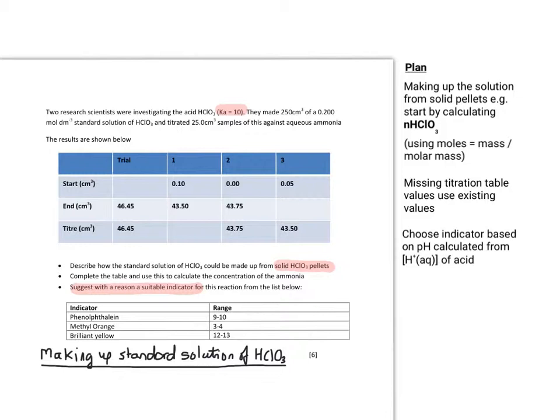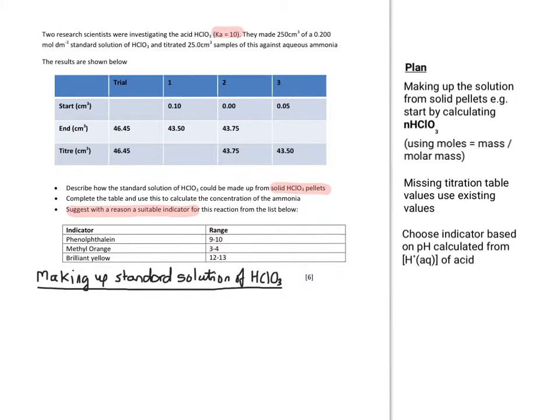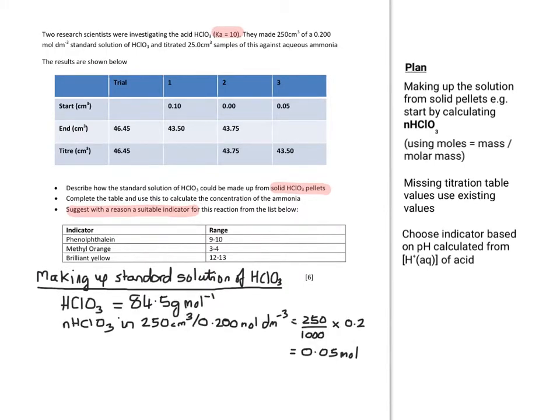So the first thing to do is to make up the standard solution of HClO3. So we need to move the page down a little bit so that we can do our calculation. So the first thing to do is to use the mass per mole, so the molar mass of HClO3, and also the number of moles of HClO3 that you've got in the standard solution, which I've now highlighted in yellow.